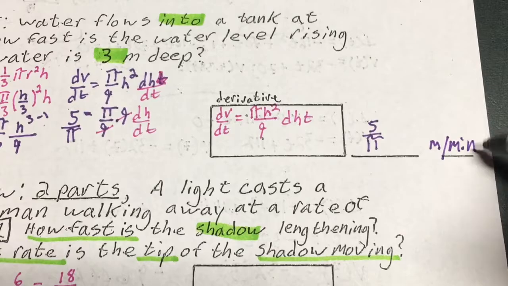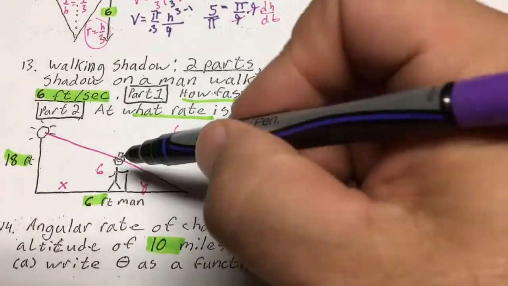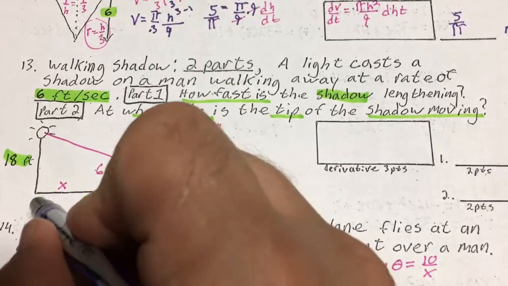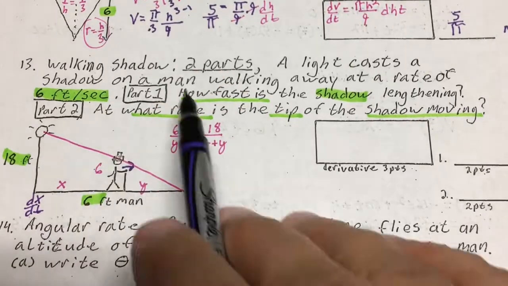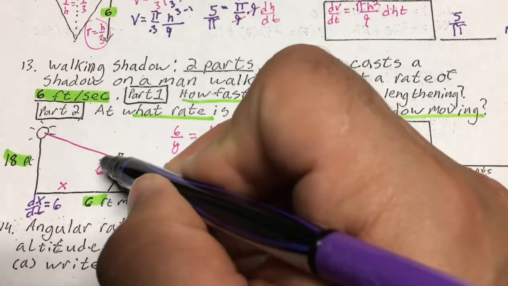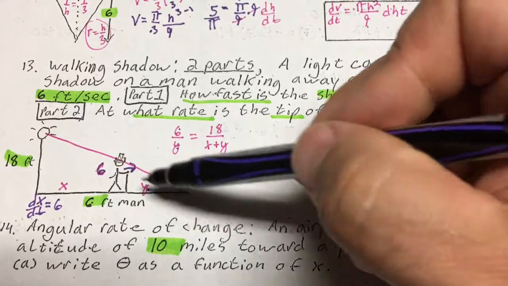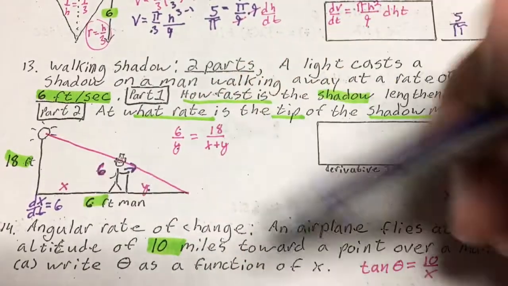Meters per minute. Walking shadow, this one's 2 parts. The light casts a shadow when he's walking away. So x is changing, and I think they give me dx/dt. And walking away at a rate of 6 feet per second, so dx/dt equals 6. And it has nothing to do with the height of the guy being 6. So 6 over y is going to be my left side of the proportion, and 18 over x plus y is the right side of the proportion.